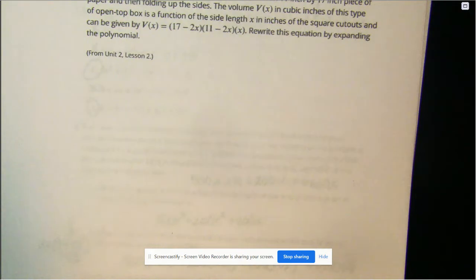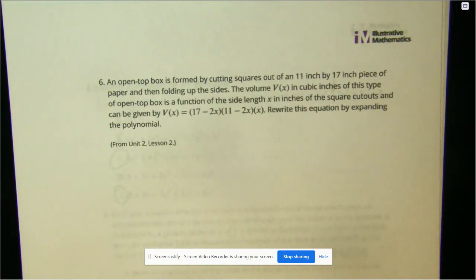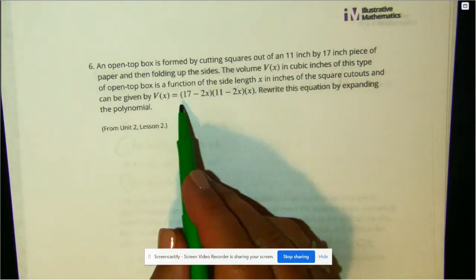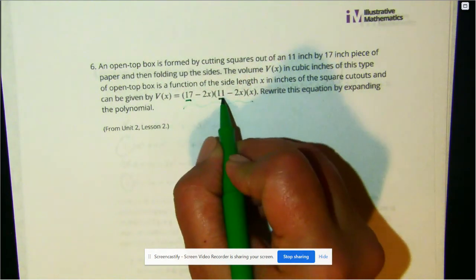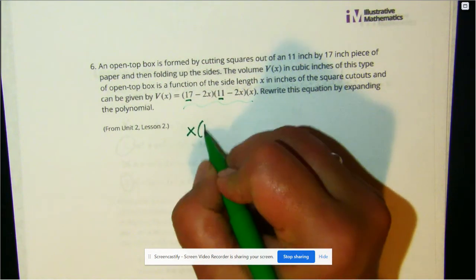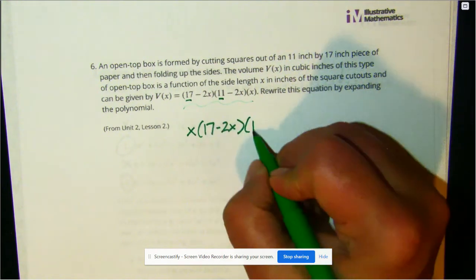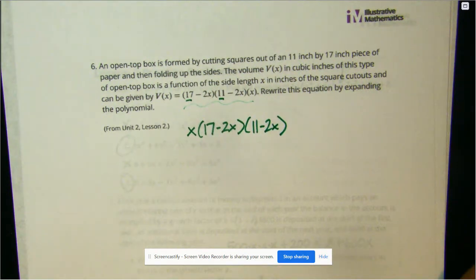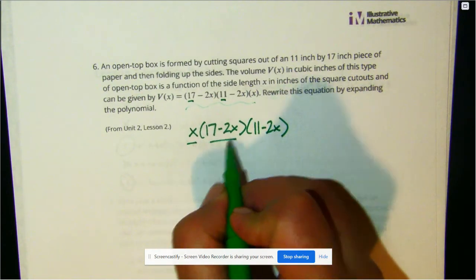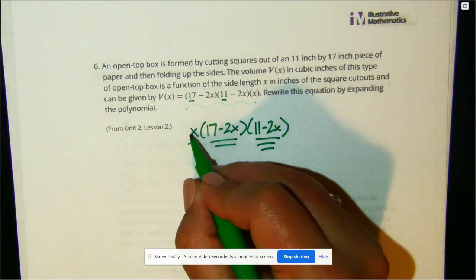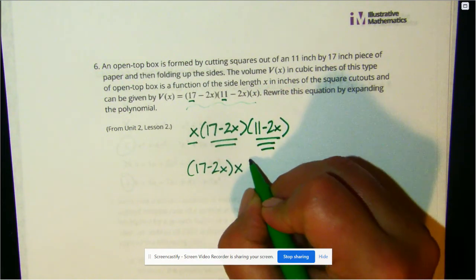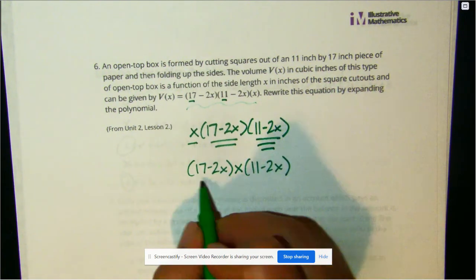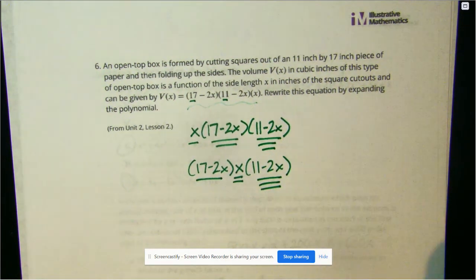An open top box is formed, here's that problem again, out of an 11 by 17 piece of paper. Yada, yada, yada. Here's the volume again, right? That's the only thing that changed. I mean, yeah, they put the X at the end, but you can put these in any order you want. This is just 3 dimensions being multiplied together. You could put this X in between these two, technically, if you wanted. That's still something times something times something.